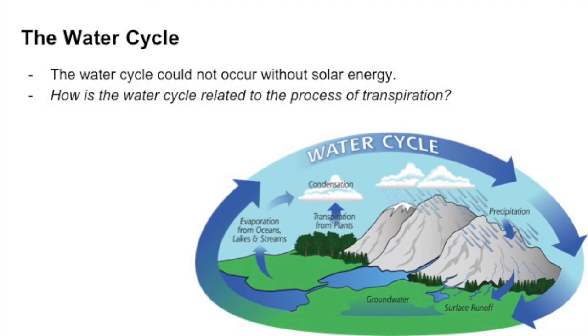Okay, let's also look at this question. How is the water cycle related to the process of transpiration, which we know happens in plants? So to answer this question, we need to think about what transpiration is, right? Transpiration is the evaporation of water vapor from plants. How is this related to the water cycle? It allows water vapor to return into the atmosphere, where it then condenses into clouds, and then that turns into precipitation, which allows the water cycle to continue.